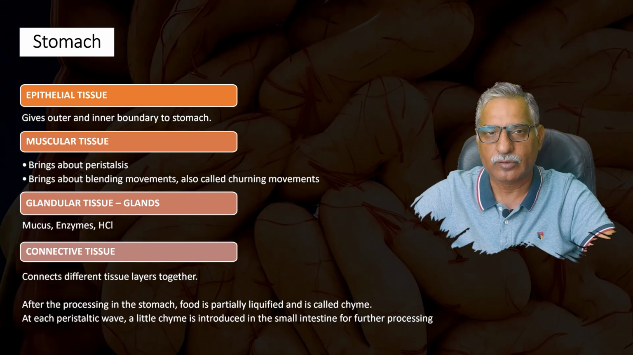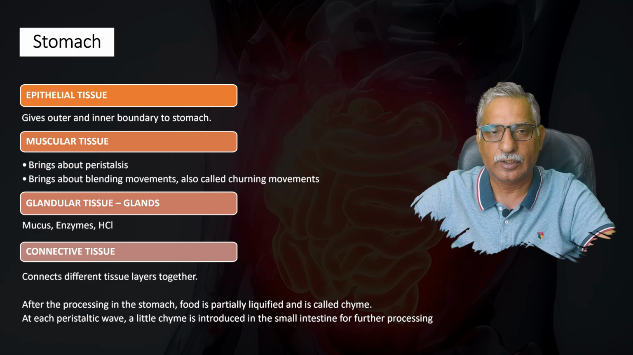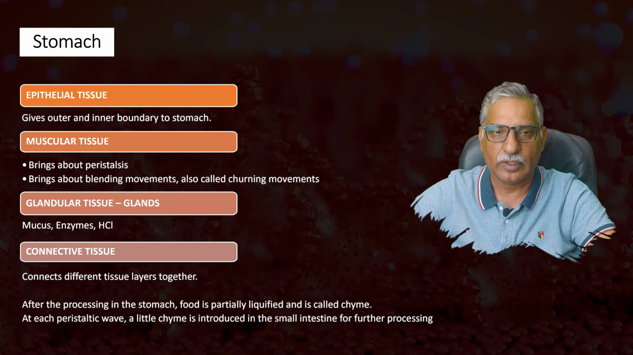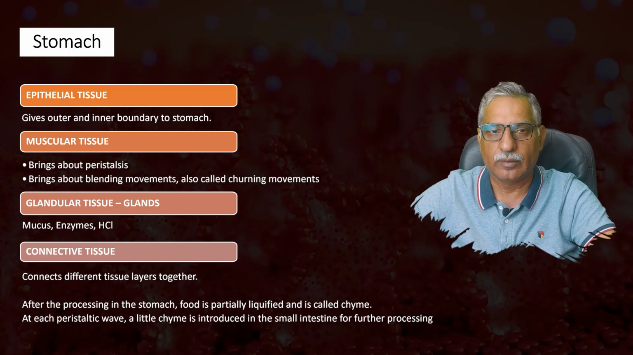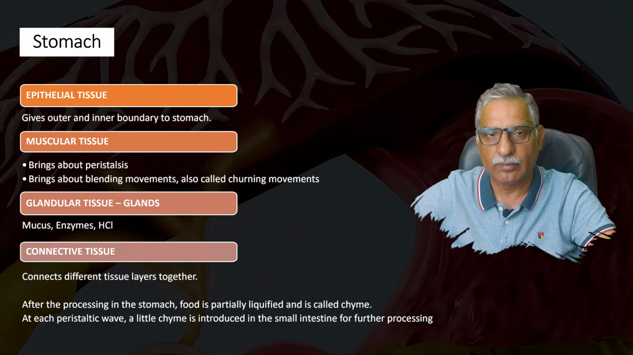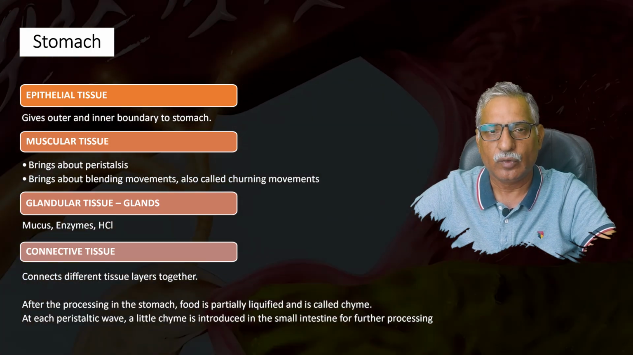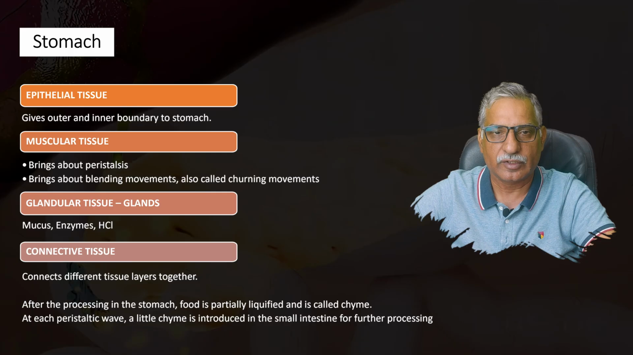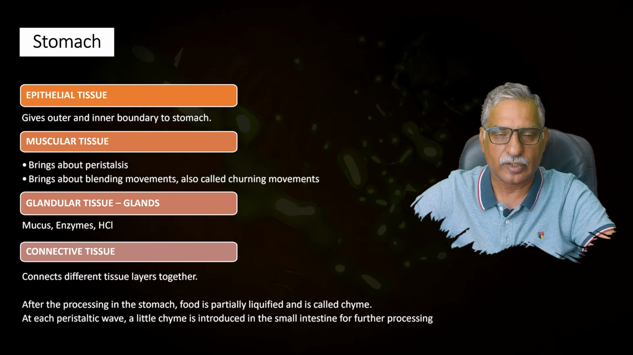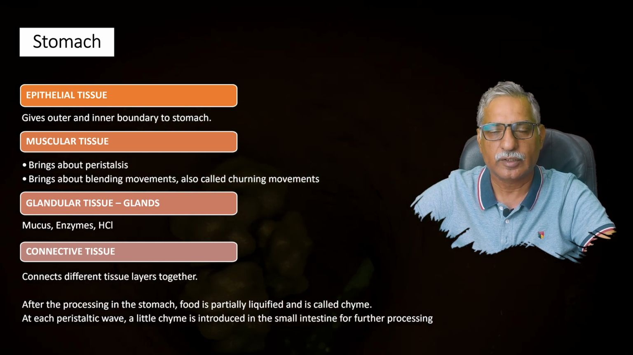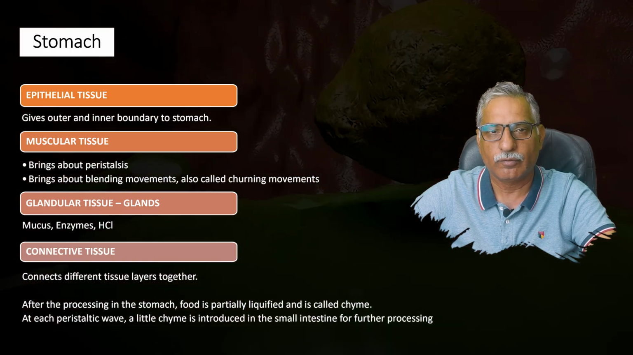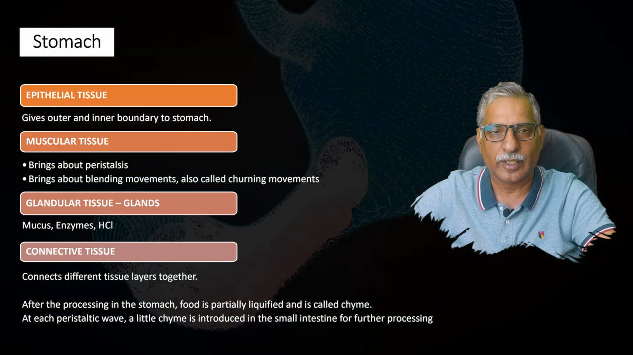Even though you have taken up the solid food, now that solid food has been turned into a semi-liquid chyme, and with each peristaltic wave, a little portion of the semi-liquid chyme is pushed into the small intestine. I repeat, with each peristaltic wave, a little portion of chyme is introduced into the small intestine. At the junction of stomach and small intestine, there is another valve, also made up of a ring of muscles, and this is known as the pyloric sphincter.